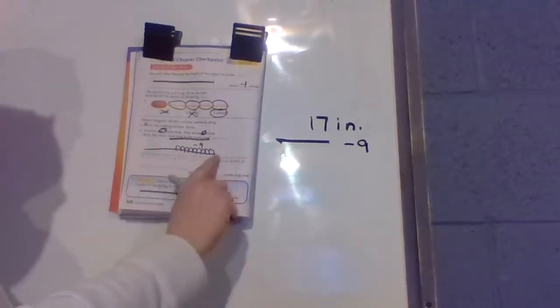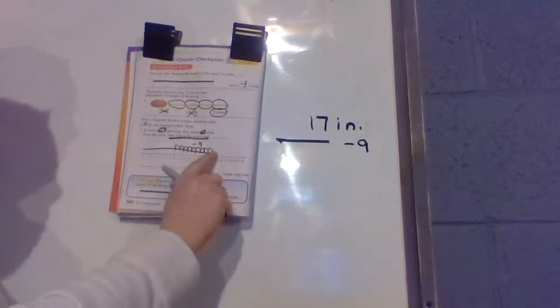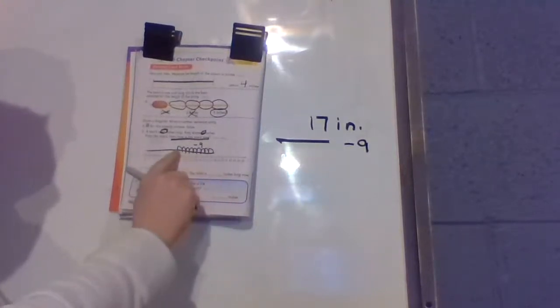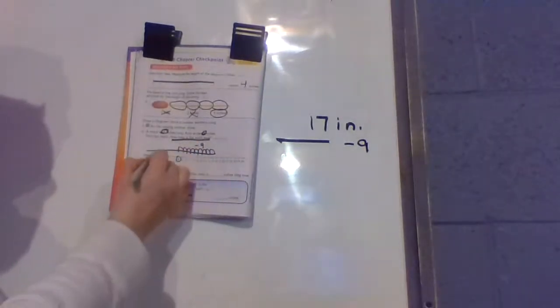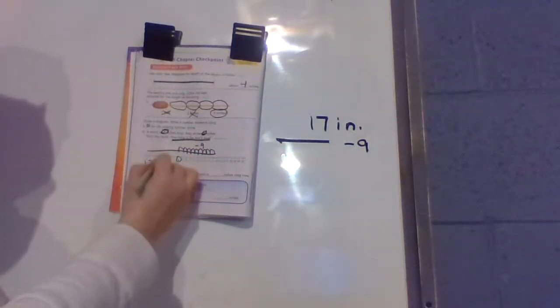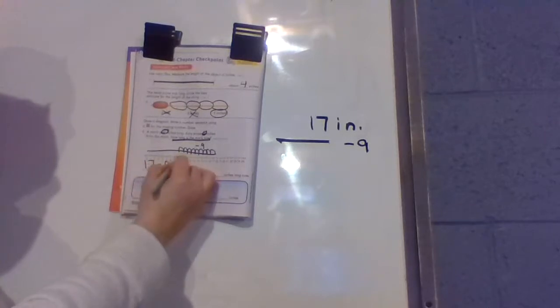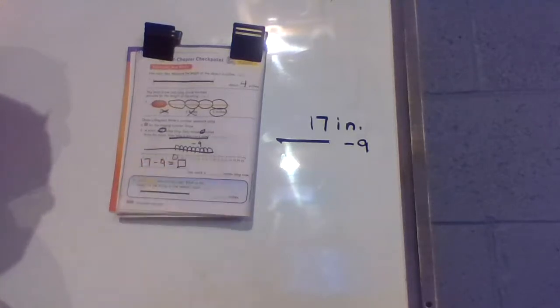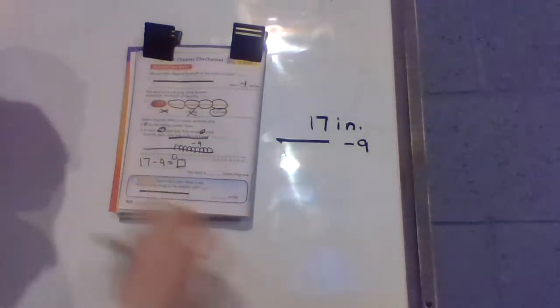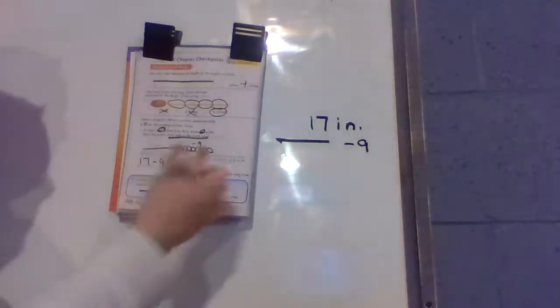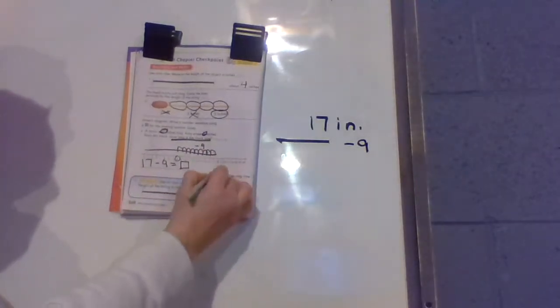We started with 17 inches long. She erased 9, so she took 9 of them away. How many is she left over at? So the matching number sentence would be 17 minus 9 equals box. And we don't know what that is. But if we look up at our number line, we can see that it actually equaled 8 inches long.